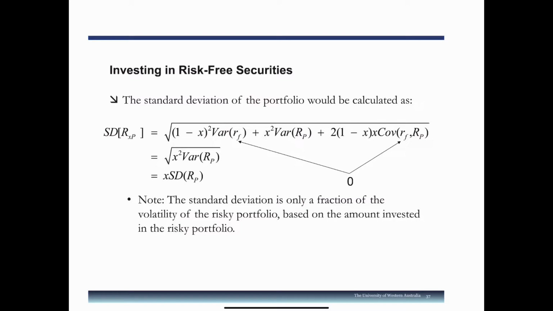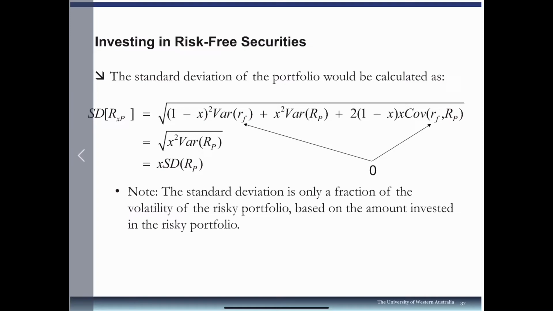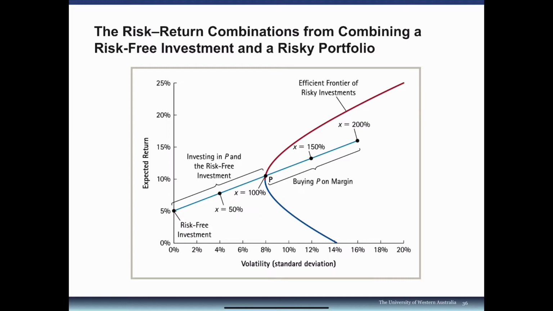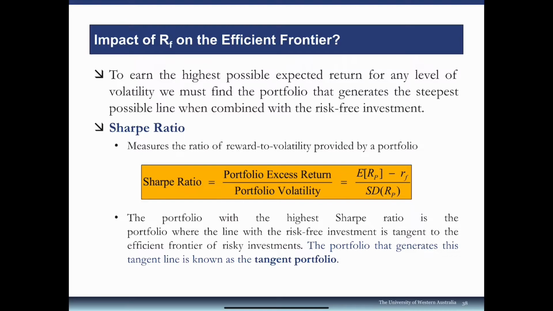The way you interpret this is that the standard deviation is only going to be a linear fraction of the volatility of the risky portfolio, based on the amount invested in the risky portfolio, which is why this becomes a straight line, right? Because that's going to be a linear function of your volatility in P and the weight you invest in the risk-free asset. So to earn the highest possible expected return for any level of volatility, we must find a portfolio that generates the steepest possible line when combined with a risk-free investment.